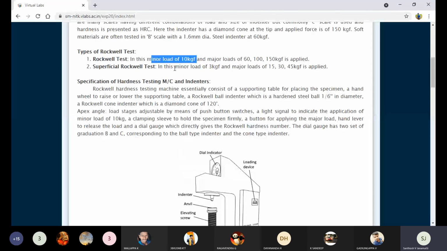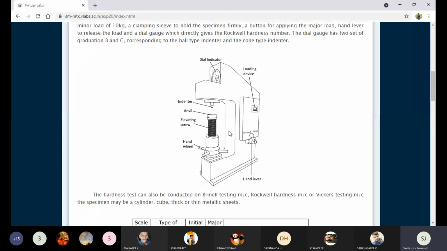But what do you mean by minor load and major load? Major load depends upon the type of the material, taken from the chart, sir. That is what major load is. Where can you get this? The chart is affixed to the machine itself, sir. From that chart I have taken the major load depending upon the type of the material, sir.